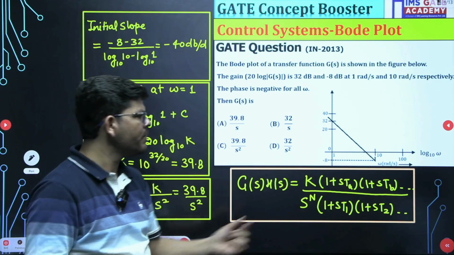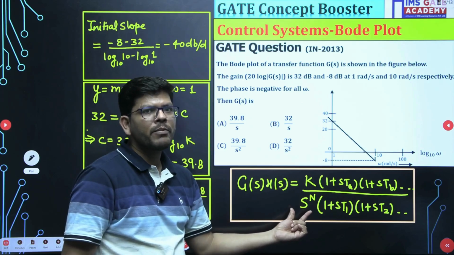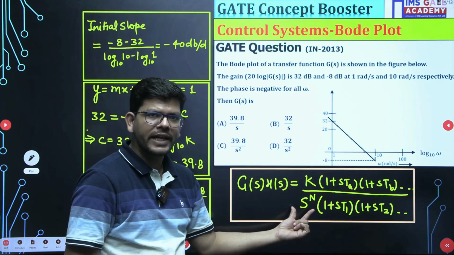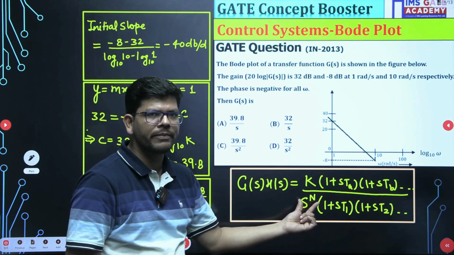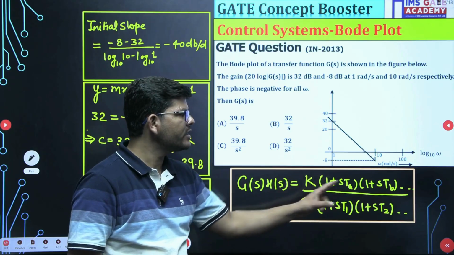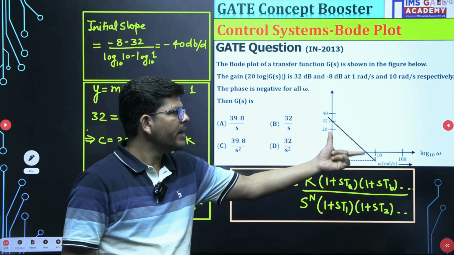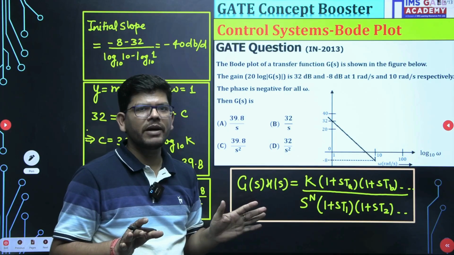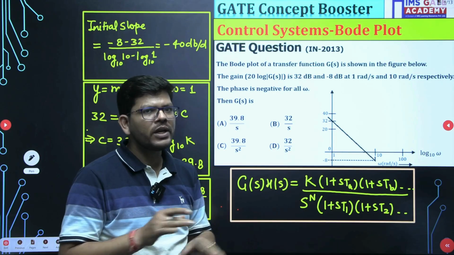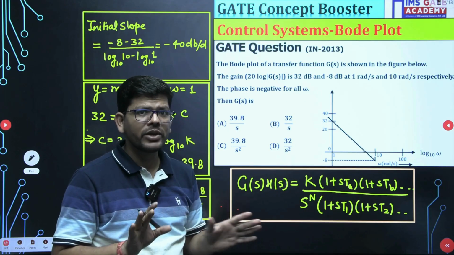That means we have a second order pole at the origin, right? An s to the power 2 term will be there. Okay. Now what should be the simple zeros and simple poles? The magnitude plot is not doing anything else after that, so there is no simple pole and no simple zero present.